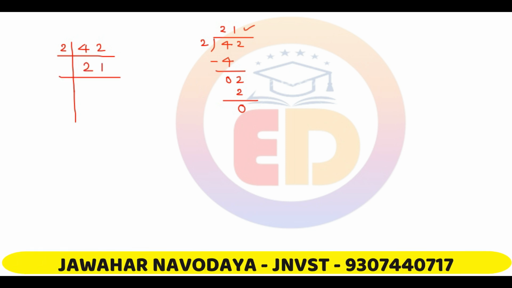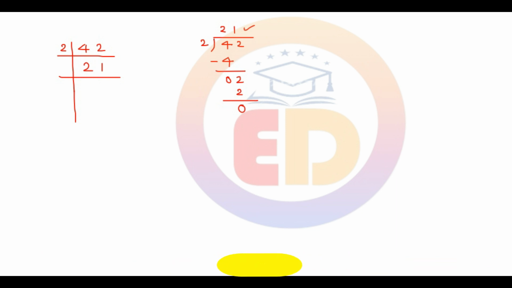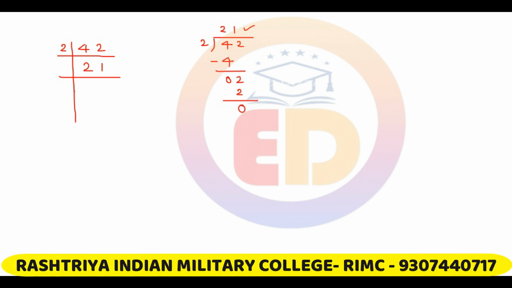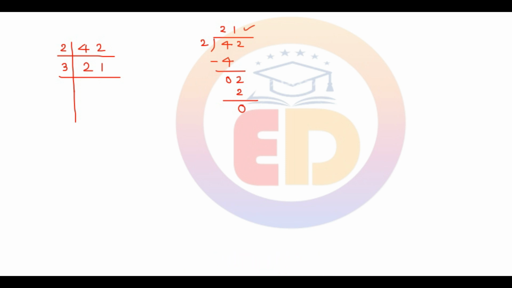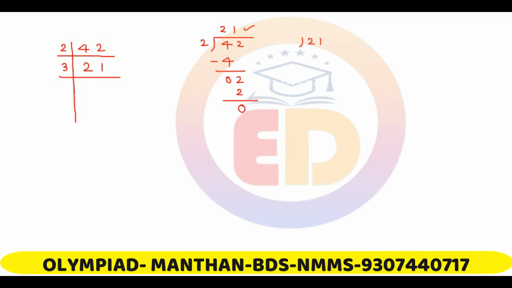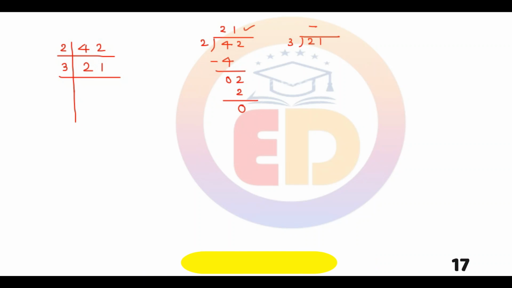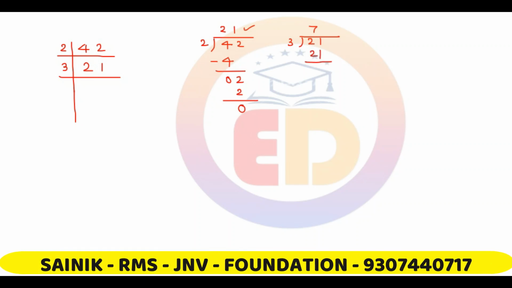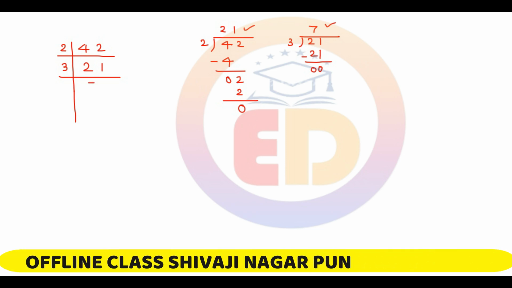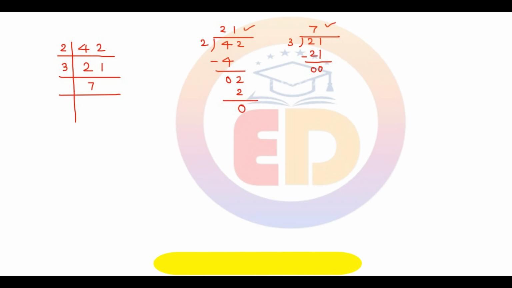Now 21 is an odd number, so it is not divisible by 2 now. So I will divide it by the next prime number, 3. 21 divided by 3. We know it is 3 7s are 21. My division is complete. My quotient is 7. So I'll write down 7 here. And we know 7 is a prime number, so it will be divisible only by 7.